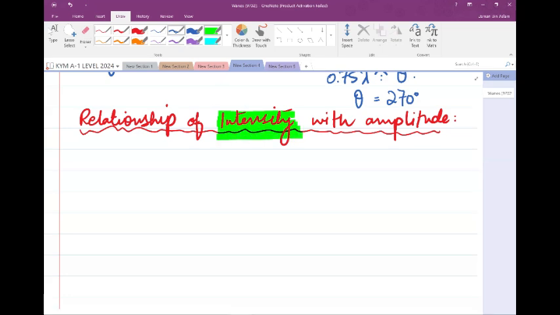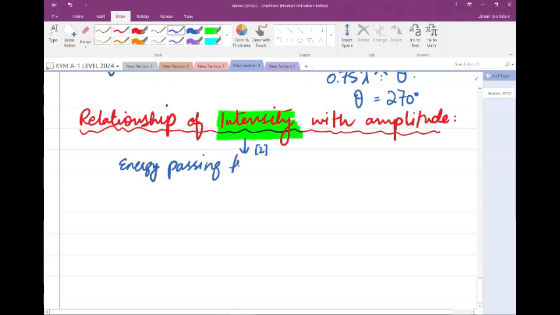Okay, so I'm going to define the word intensity for you, and you should be able to memorize this because you can expect the examiner to ask you to define intensity for 2 marks. So the definition is going to be: energy passing through per unit area per unit time. Now, this is the definition for intensity.